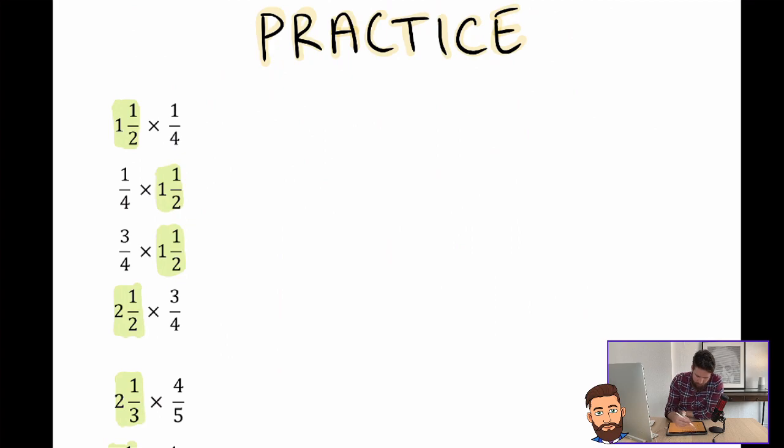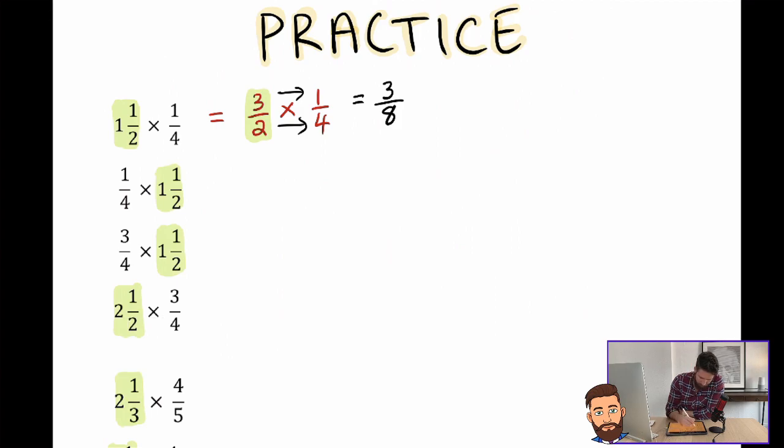If we look at the first one, we need to change this 1 and 1/2 into a top heavy, so we're going to do 2 times 1 is 2, plus 1 is 3, so this will become 3 over 2, times by 1/4, because that is okay. Now you can just use your method, where you times across. 3 times 1 is 3, 2 times 4 is 8. So the answer to that one is 3 over 8.